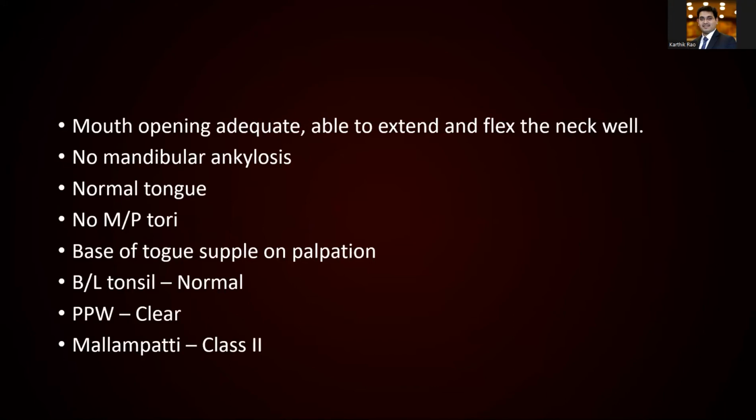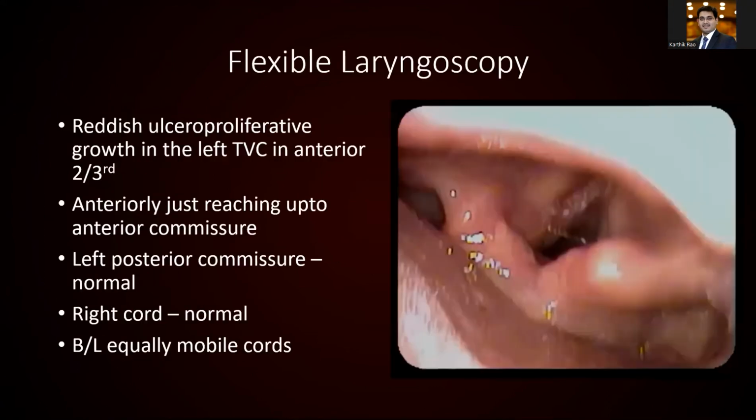Base of tongue is normal and supple on palpation. Bilateral tonsils appear normal. Posterior pharyngeal wall is clear. The patient has a Mallampati class 2, wherein the bilateral tonsils, part of the posterior pharyngeal wall and the uvula are also seen. So, on flexible laryngoscopic examination.